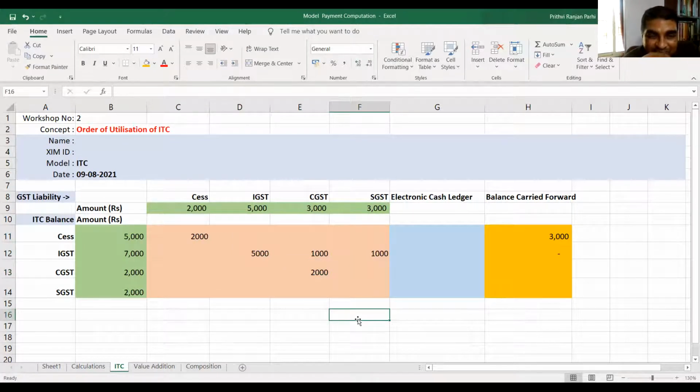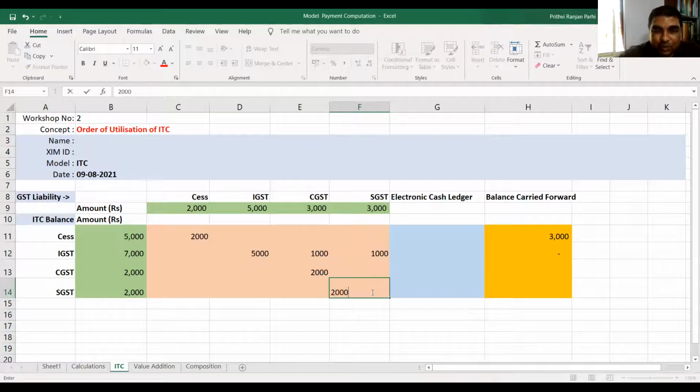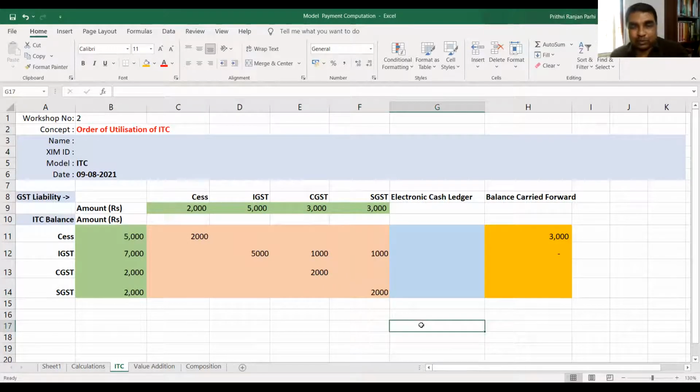CGST. Okay, so I can use my 2,000 rupees. The liability is discharged. Now coming to SGST, my liability is 3,000. I have already paid 1,000 rupees through IGST. Balance is 2,000 rupees. 2,000 rupees I will be paying from what? SGST. So SGST is again 2,000.